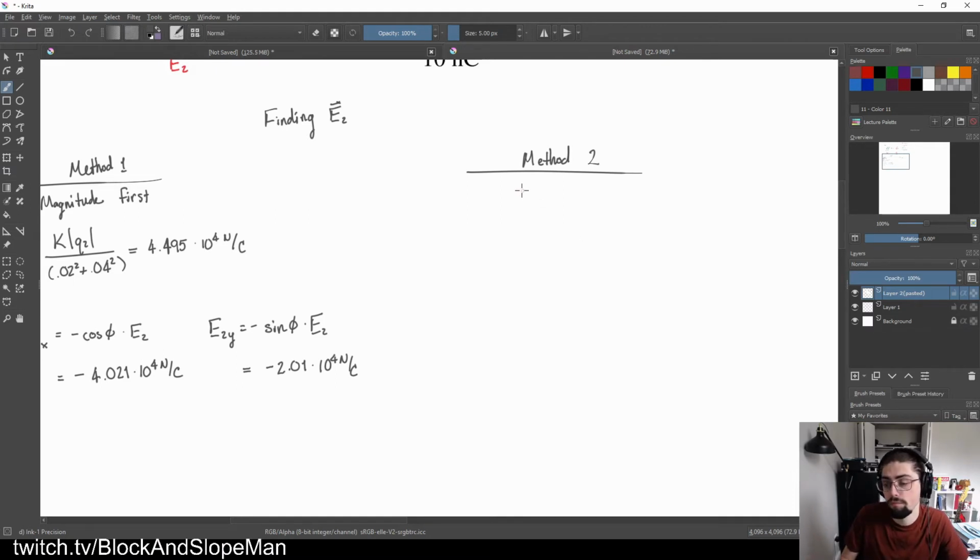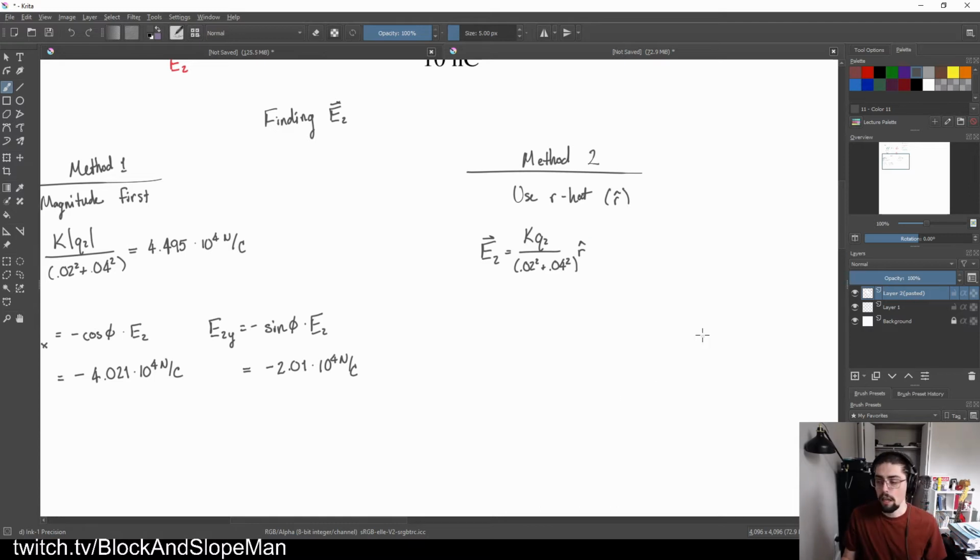So, method 2 is use r hat. What I'll do here is stay in vector notation the entire time. I'm never going to leave it. I'm going to say E2 vector is equal to k q2, and I don't put absolute value signs around that. That's a very conscious decision not to. Over, it's the same 0.02 squared plus 0.04 squared. That does not change. But now it's times r hat.